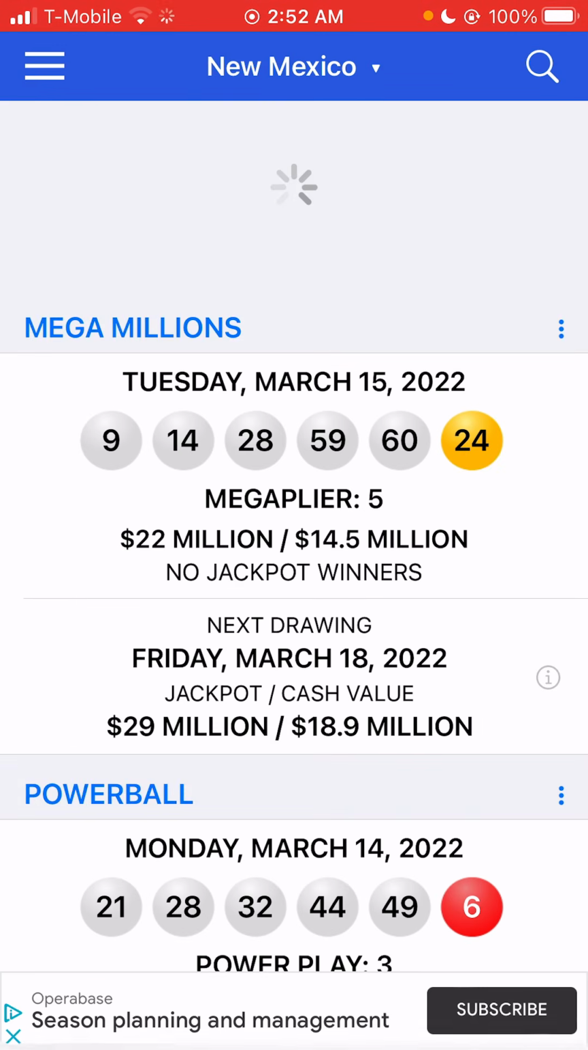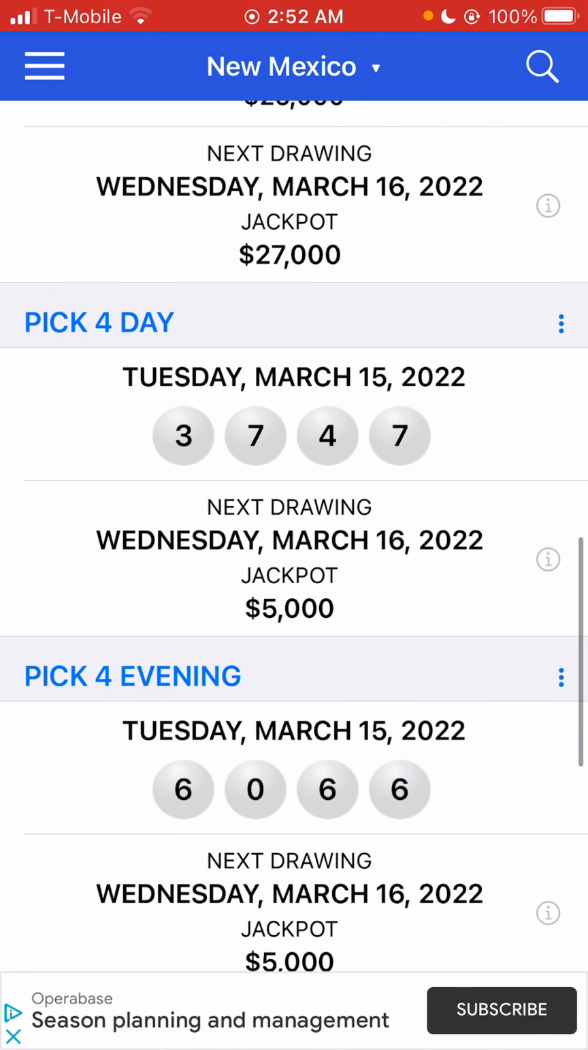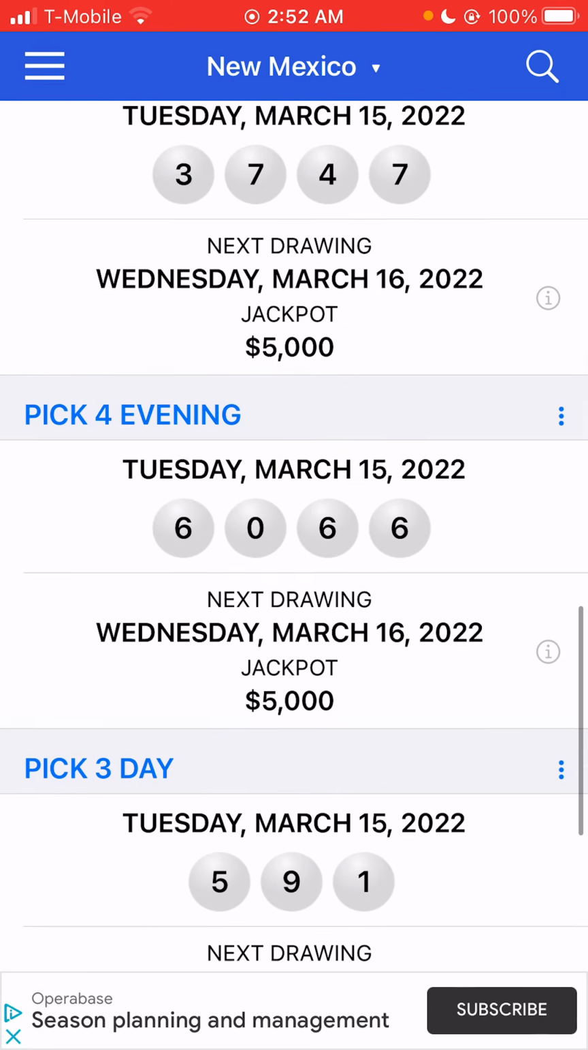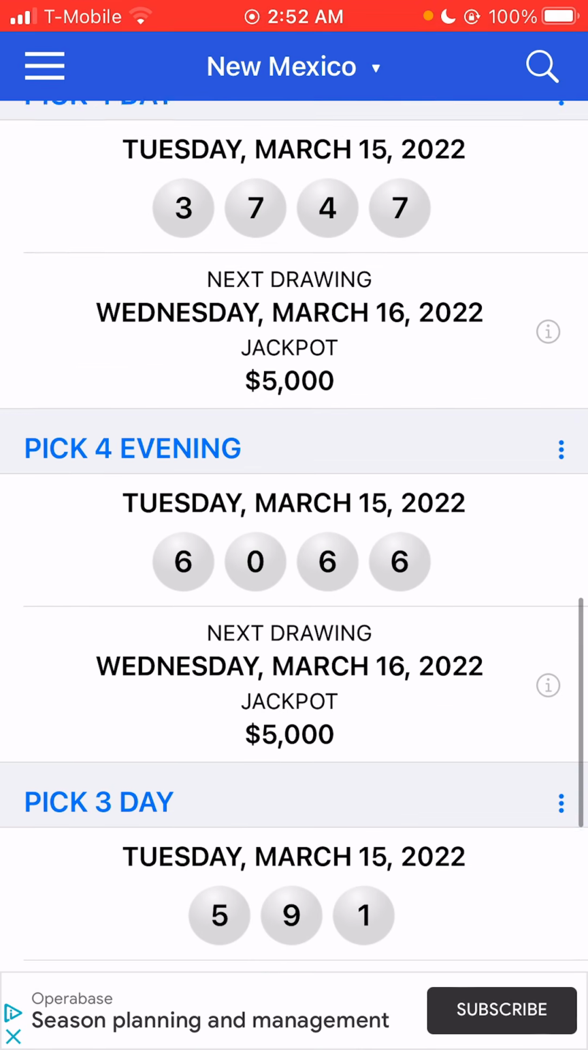New Mexico. I would do the 3, the 7, the 4 in the grid. I wouldn't do the evening because there's 3 of the same number.